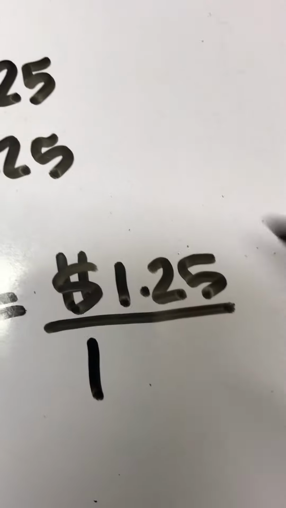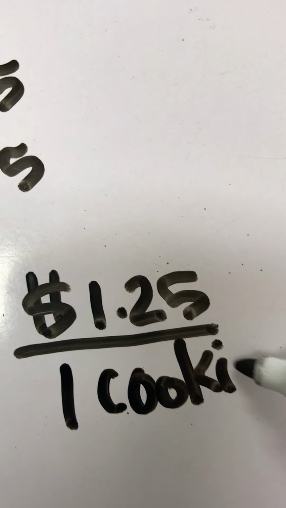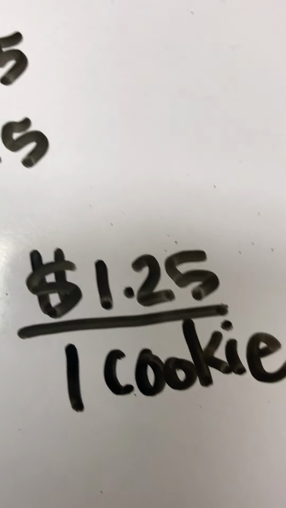And remember, for rate of change, it's important to include your unit of measurement. And what is that? That's 1 cookie. So our rate of change for this real world data is $1.25 per cookie.